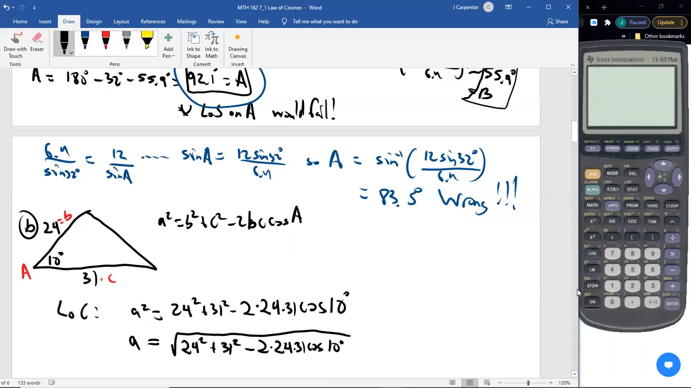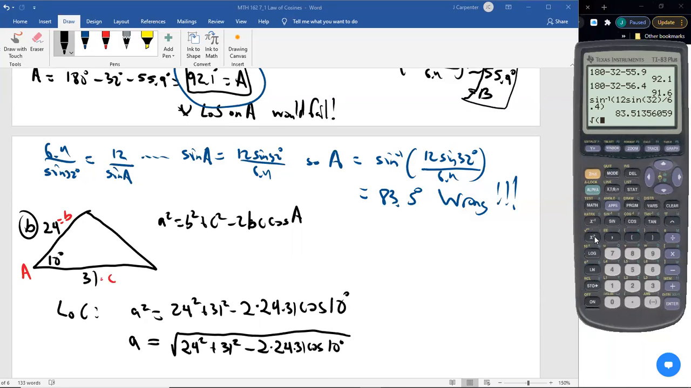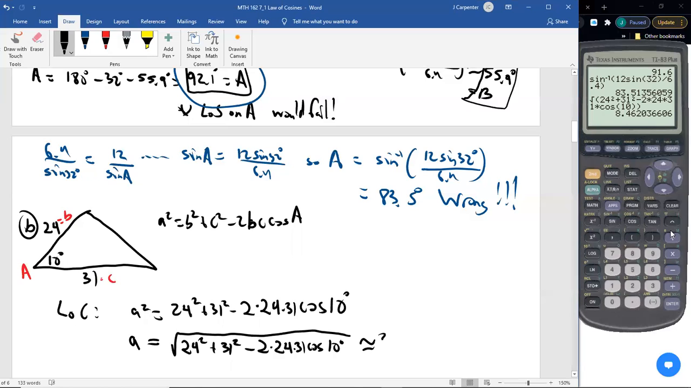All right, so let's do it. Big square root, 24 squared plus 31 squared, then minus 2 times 24 times 31 times the cosine. I don't actually have to hit times, but I like doing it anyways, for the 10 degrees. And then we close up the parentheses for the cosine, close it for the square root. Admittedly, since it's at the end with this calculator, I don't have to, but again, it's just good notation. And we end up getting 8.46 and so on. We're going to round to the nearest tenth. So that's about 8.5.